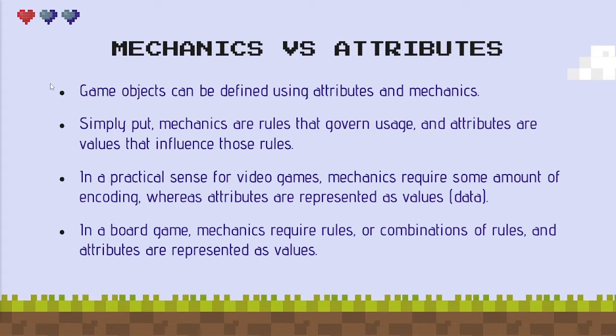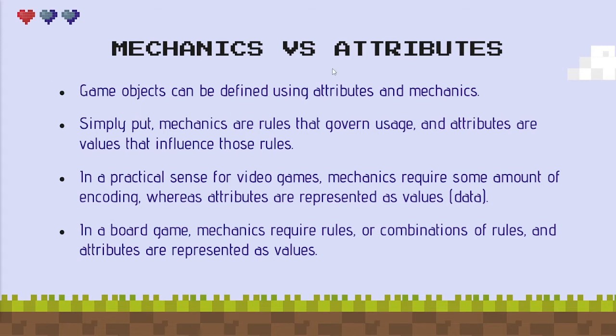Pagdating naman dun sa attributes, these are just represented as data. So, mostly, makikita po natin itong attributes na to dun sa database ng inyong game. So, let's say, yung database nyo holds the information for the different types of items, yung attributes ng mga items na yun. Halimbawa, yung attack niya, yung defense niya, yung dexterity niya, etc. Lahat ng mga yan will be seen in the database. And mostly, we can assume na possibly, karamihan ng laman ng database natin for a game will be attributes. So, in a board game, mechanics require rules or combination of rules and attributes are represented as values.